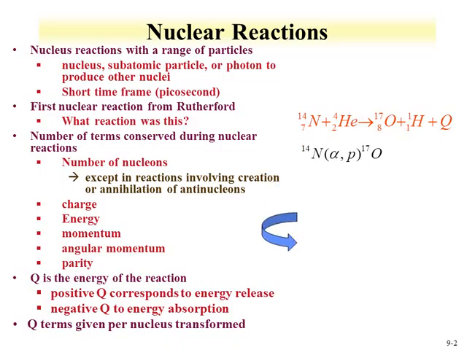Now, with these nuclear reactions, there are a number of terms and particles that are going to be conserved in the reactions. For instance, the number of nucleons. Generally, at the energies that we're involved with, the number of nucleons is conserved. This isn't necessarily true at higher energies where you can involve creation or annihilation of nucleons. Charge, energy is conserved, energy with mass, momentum, angular momentum, and parity. You can imagine that all these terms can be used to help describe reactions and help understand reaction mechanisms.